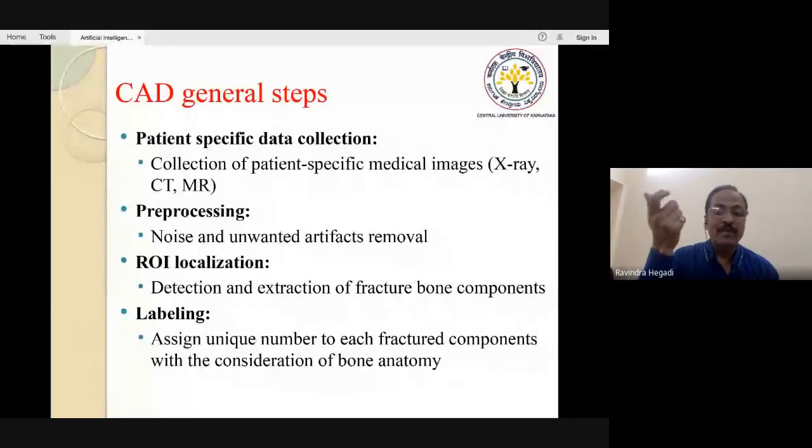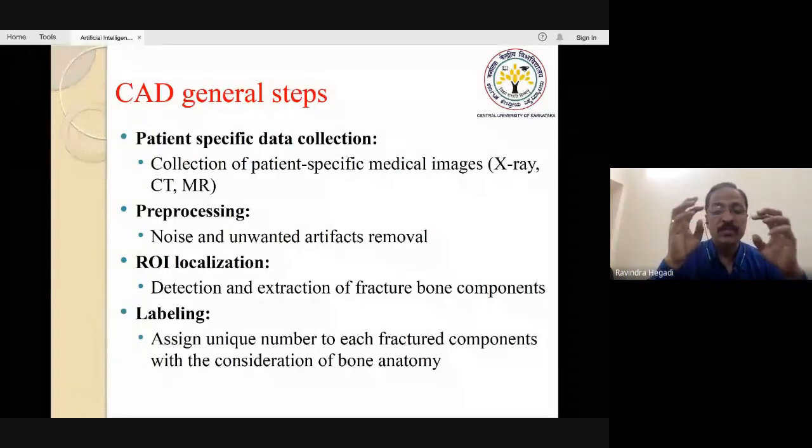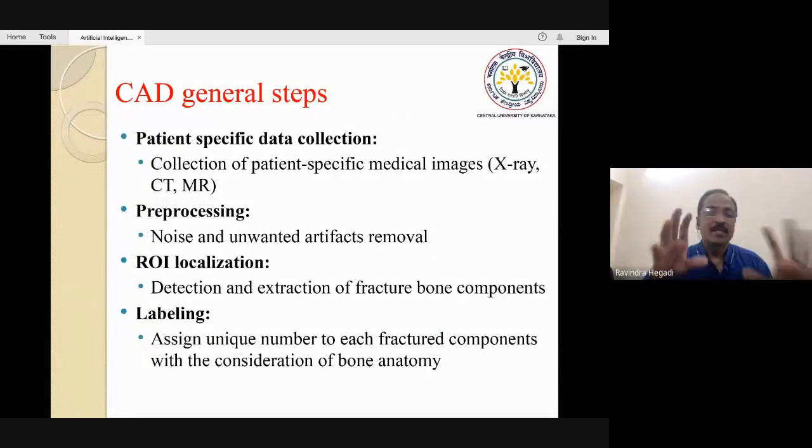Then you have to do labeling. Suppose, for example, the bone is broken into a number of pieces, and then you have to label those pieces, to identify which part is which. Otherwise, if improperly labeled, the doctor may fit one bone in a different part. Then the surgery will not be completed, or the patient will suffer lifelong. So you have to do proper labeling.